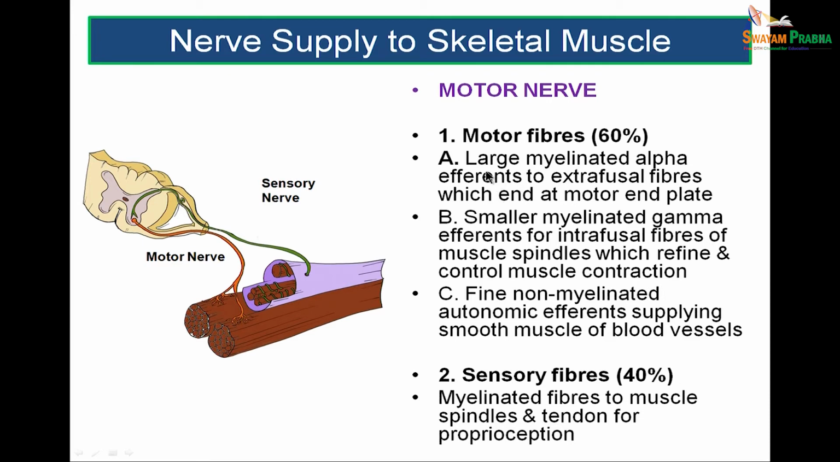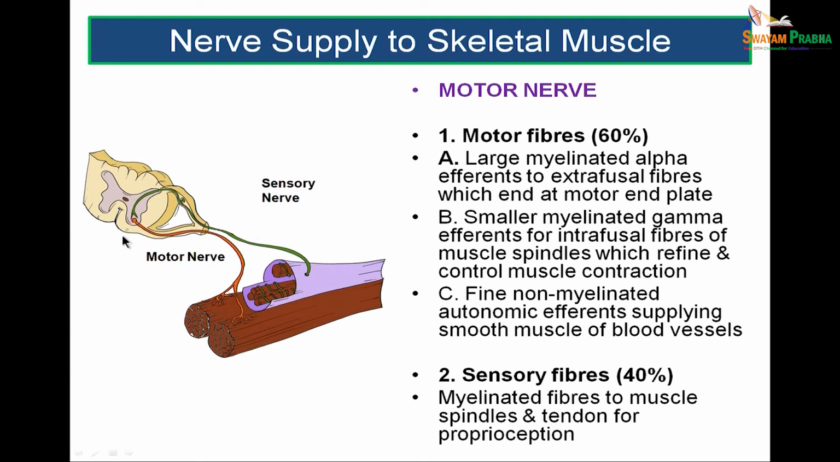The motor fibers have different types of efferents. There are the large myelinated alpha efferents, the smaller myelinated gamma efferents, which relate to the muscle spindles, and then the fine non-myelinated autonomic efferents, which supply smooth muscle of the blood vessels. The sensory fibers, which make up 40%, are the myelinated fibers to muscle spindles and tendon for proprioception.